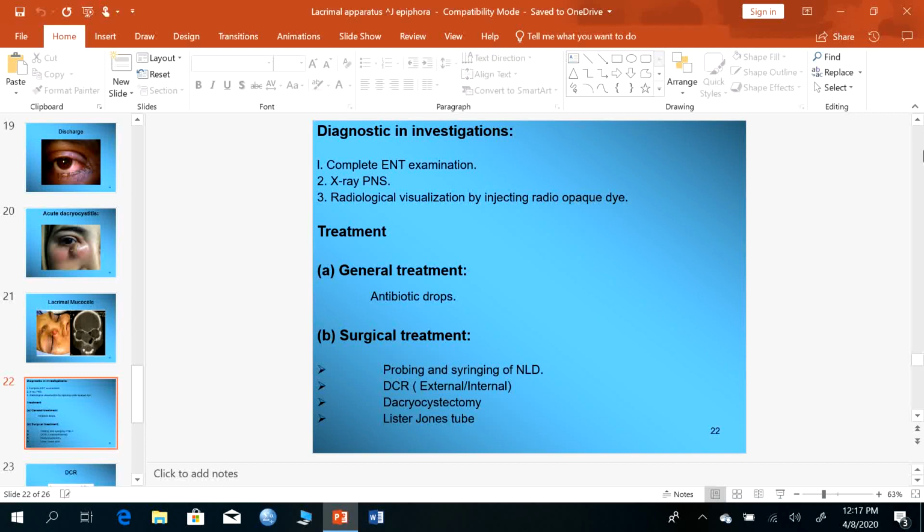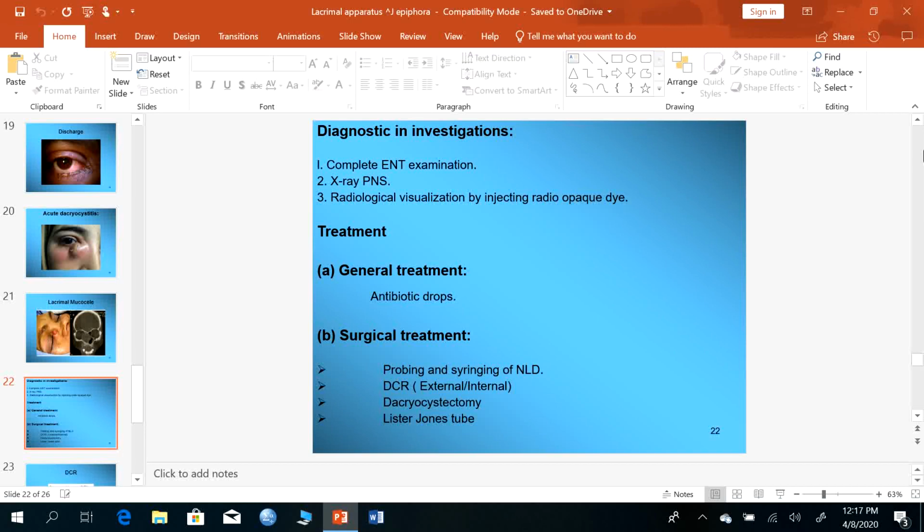How will you investigate such cases? It needs X-ray of the paranasal sinuses. You can send the patient to the ENT for examination so that they may rule out other nasal pathologies like polyp which obstruct the inferior turbinate. You can do radiological visualization by injecting a radiopaque dye in the upper and lower punctum.